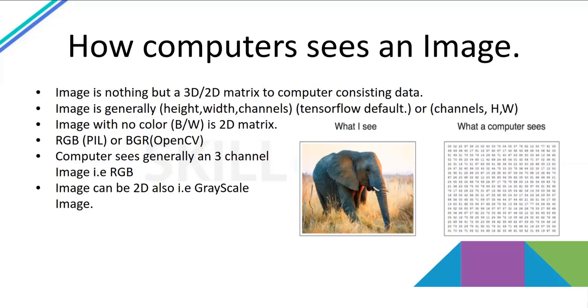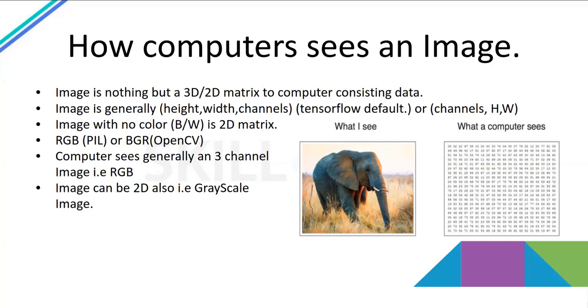Images basically have height, width, and number of channels. What is that number of channels? In normal cases it is three: red, green, blue, or blue, green, red. If it is a black and white image, it can be only one channel, that is white. So a computer generally sees a three-channel image, that is RGB. That is the norm.